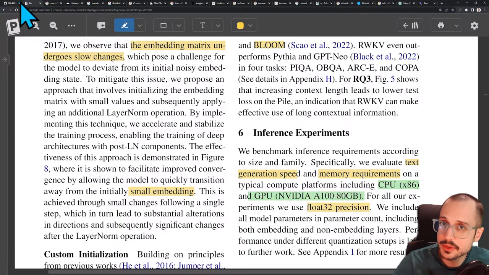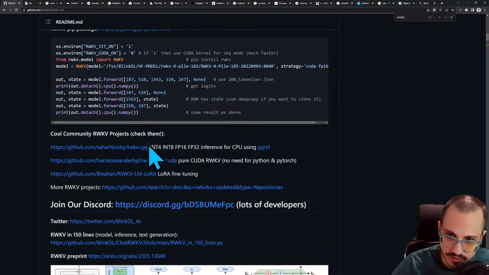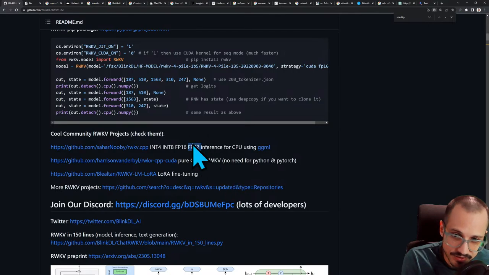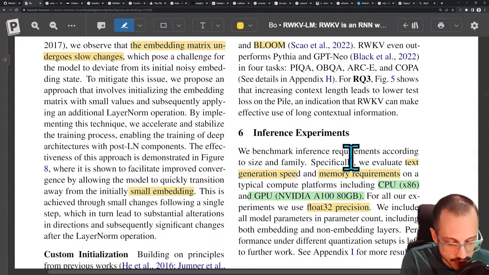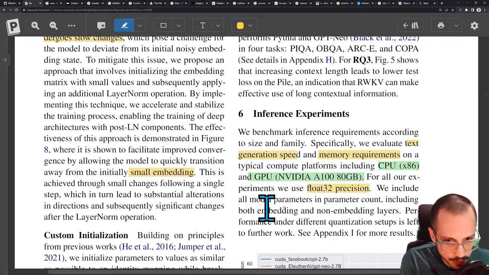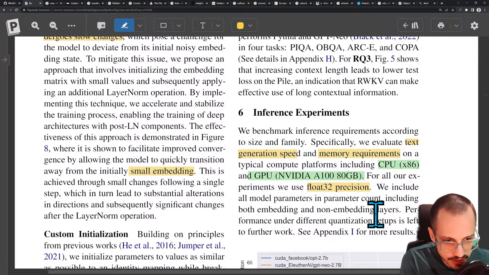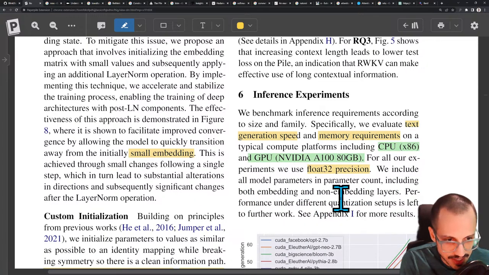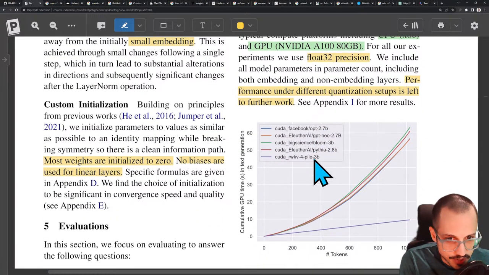Okay, so from their GitHub, we know they have better than that. We know that they have int4, int8, and floating point 16. So they're really only doing the experiments on the biggest data type here, the 32-bit floating point. Floating point 32 is actually going to give you the best accuracy, but it's going to give you the slowest speed in terms of inference and memory. So it's going to be even faster than what they're advertising here, basically. We include all model parameters and parameter count, including both embedding and non-embedding layers. Performance under different quantization setups is left for future work. See Appendix 1 for more results.